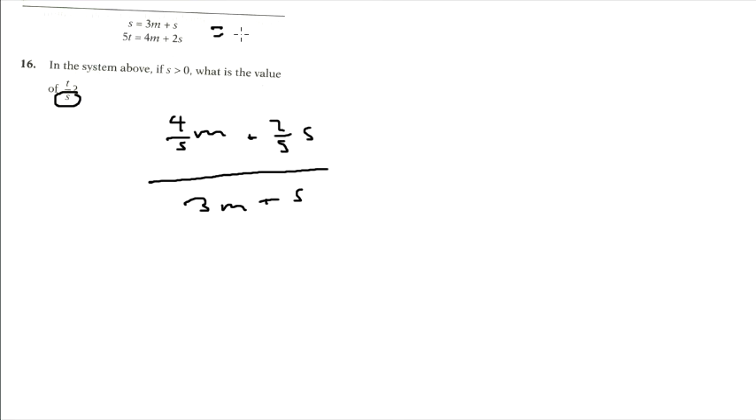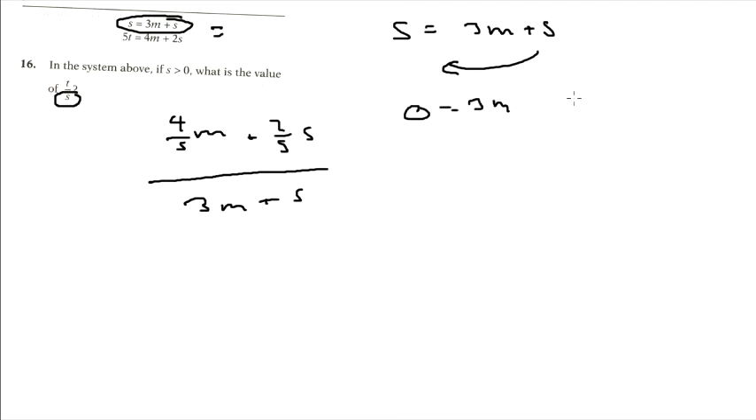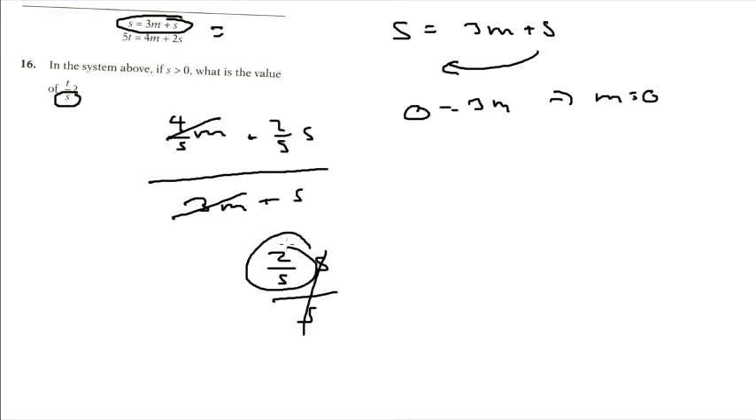Here, if we take this, s equals 3m plus s, we subtract both sides, we get 0 equals 3m, which means that m equals 0. Which means that falls out and that falls out. So now we have 2/5 s divided by s. The s's cancel and you are left with just 2/5.